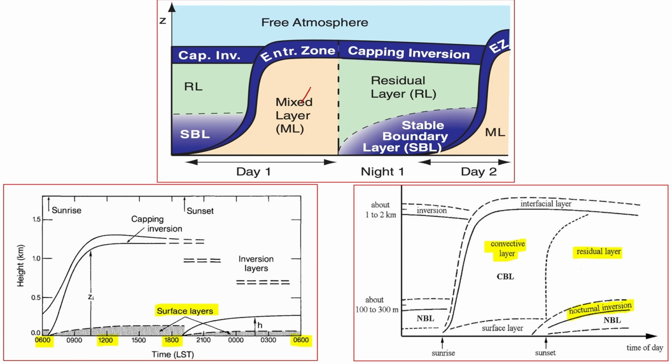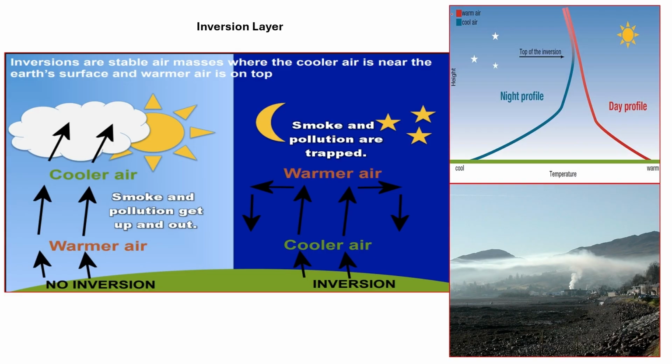So in the daytime we have the mixed layer or convective layer. Night time we have the stable boundary layer or nocturnal boundary layer. Above that the trapped residual layer, then we have the nocturnal inversion layer. Then near the surface there are the surface layers. And on the top you have the entrainment and capping inversion. Everything we discussed, this for summer, winter.